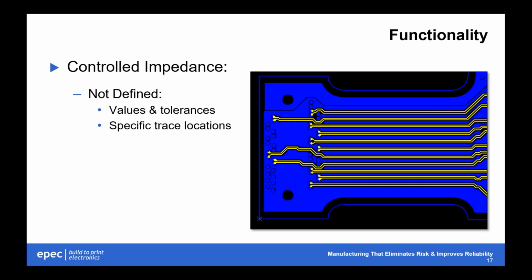The second element is controlled impedance. We find many designs where the customer has not defined impedance requirements. They don't give us the values or the tolerances that they require. They don't define the specific trace locations. This is something that we look for, but without it being clearly defined in the data set, it does create the opportunity that these requirements might be missed, and the finished parts end up not meeting their controlled impedance requirements, which obviously is a significant electrical performance issue.